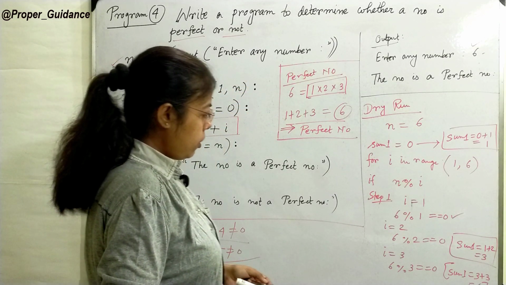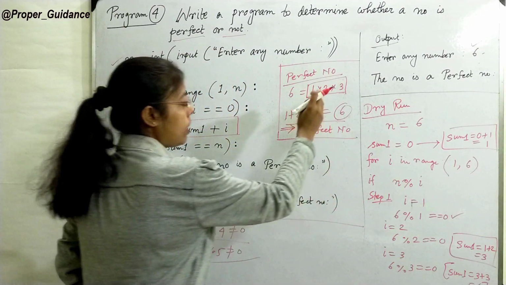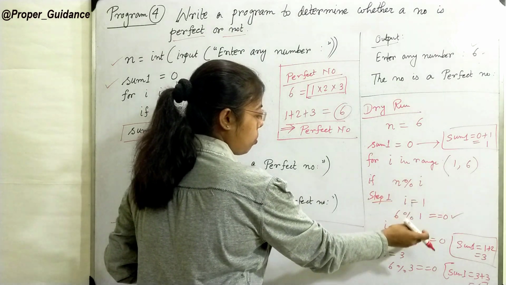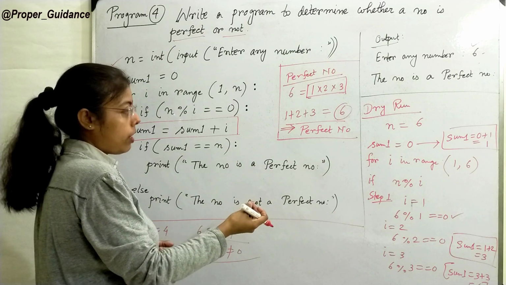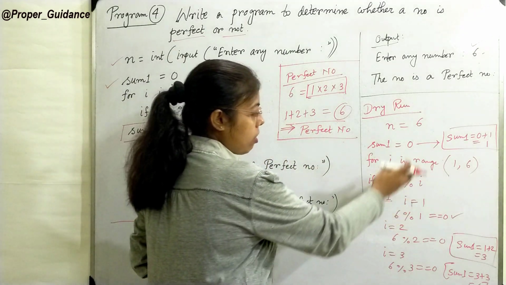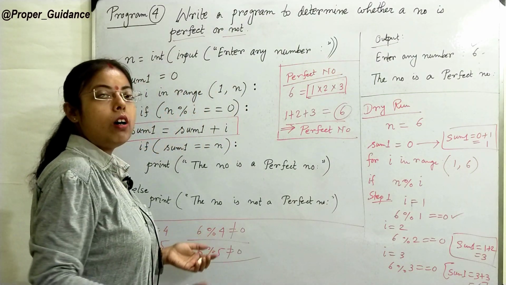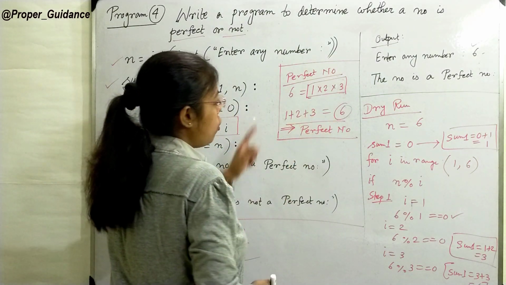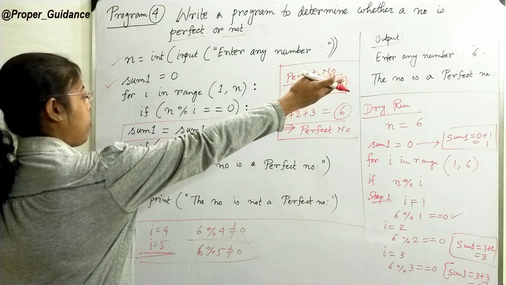So we collect here, see, there are 3 cases. 6 is divisible by 1, 2 and 3. Those are the main factors we are taking here: 1, 2 and 3. And after summing up all these factors, we will get the value 6, which is our given number, the user input. So we can say that 6 is a perfect number, the number is a perfect number.